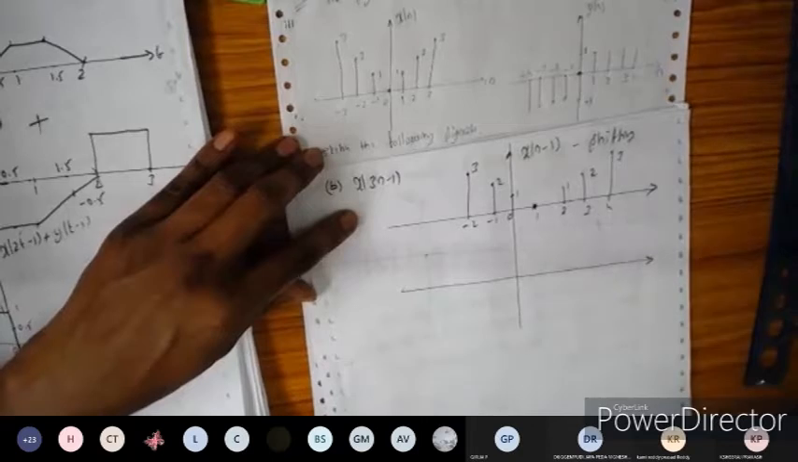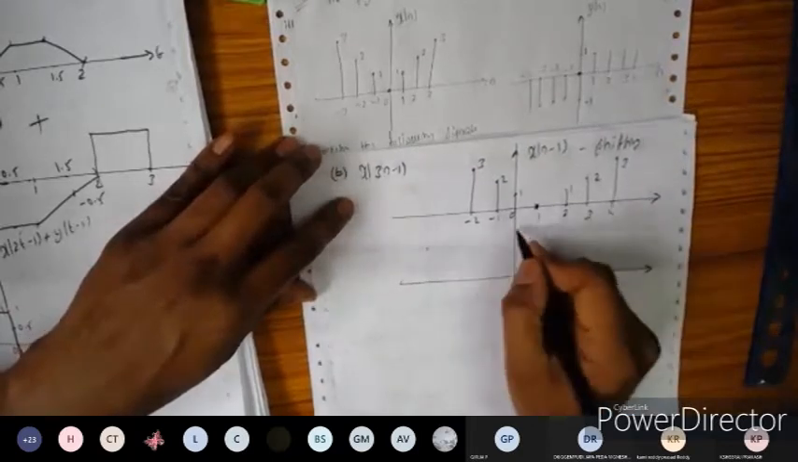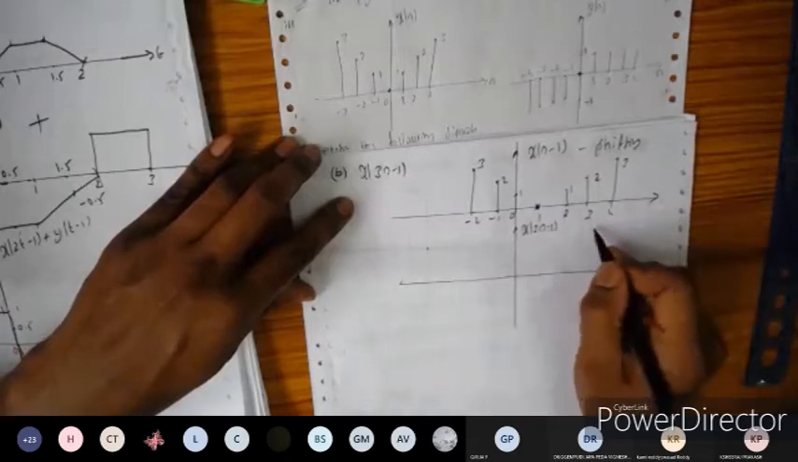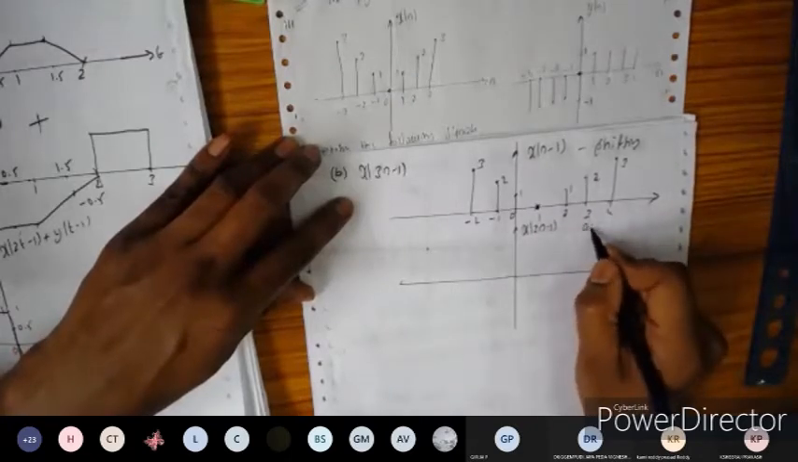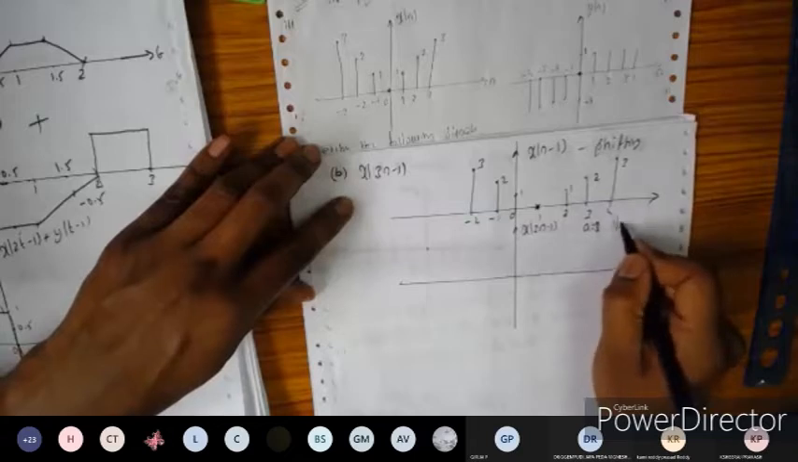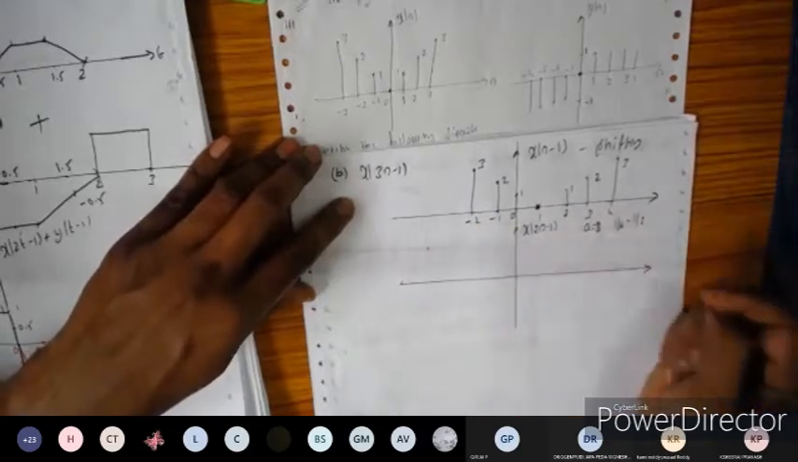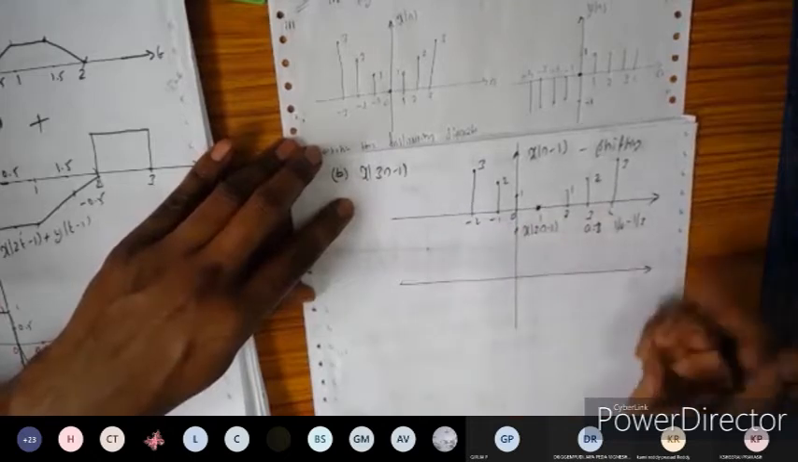1, 2, 3, it will become like this. So next, let us perform the scaling operation here on x of 3n minus 1. So we need to perform the scaling. A is equal to 3, so 1 by A is equal to 1 by 3. So we need to multiply 1 by 3 to all the time indices here.